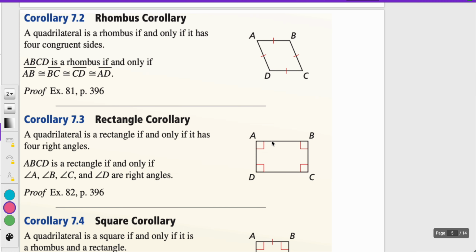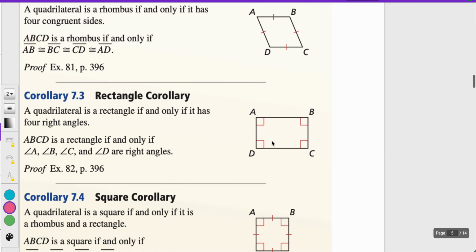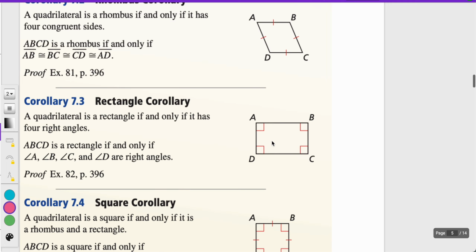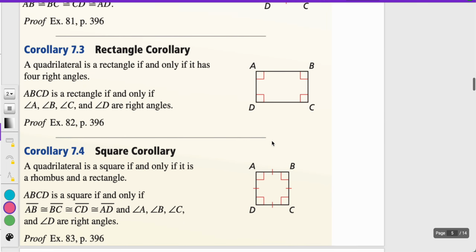Looking at our theorem sheet, just want to make sure that we've got these in the back of our brain. We know that a quadrilateral is a rhombus if and only if it has 4 congruent sides. It's just kind of repeating what we had from before. A quadrilateral is a rectangle if and only if it has 4 right angles. So we're seeing some pictures here of what those should look like. And then a quadrilateral is a square if and only if it is a rhombus and a rectangle, which means it has 4 congruent sides and 4 right angles.